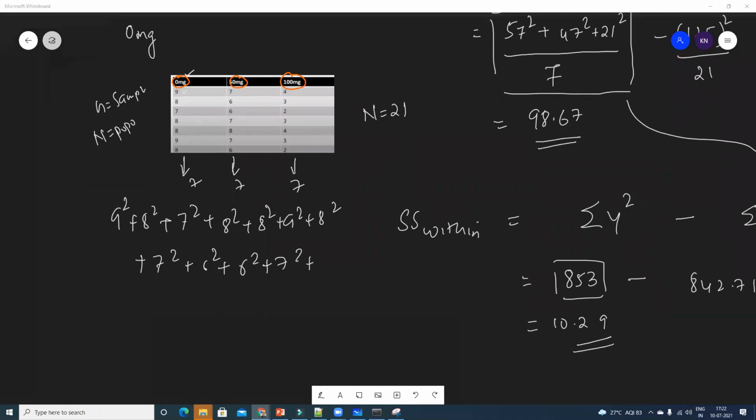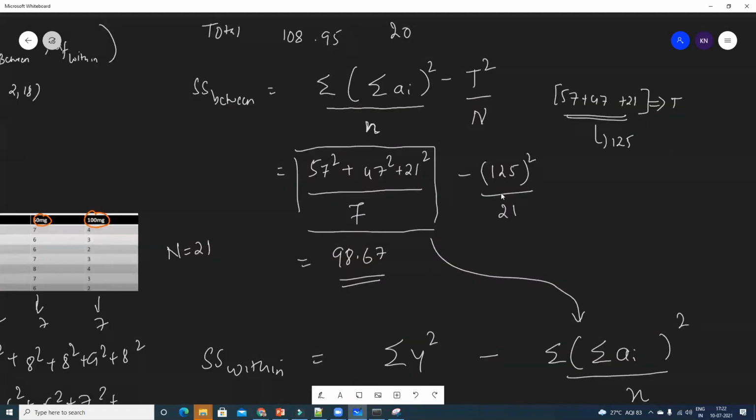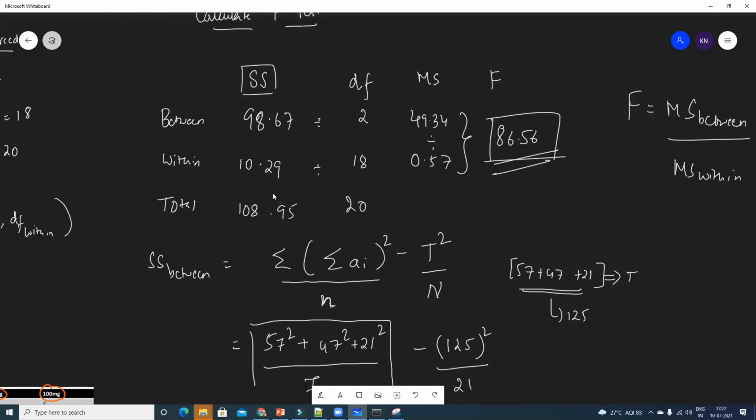Clear? Will they take practical of Python in interview? They may. How to calculate SS total? Do the sum, no? Do the sum of these two. Ambika, do the summation, no?